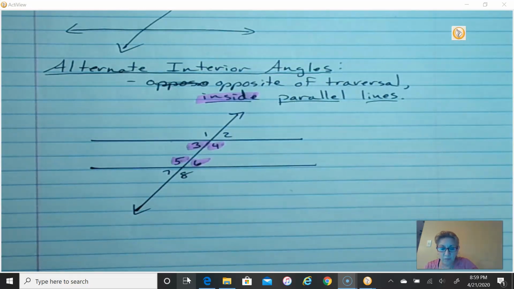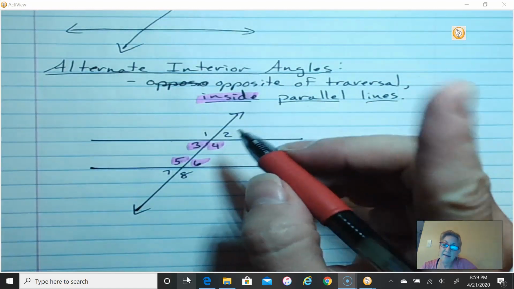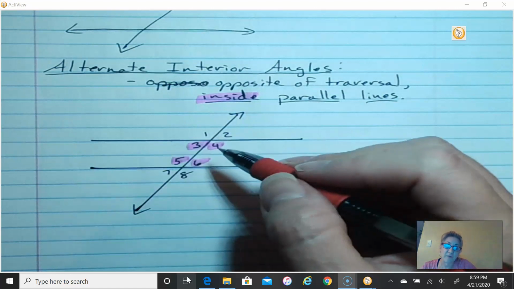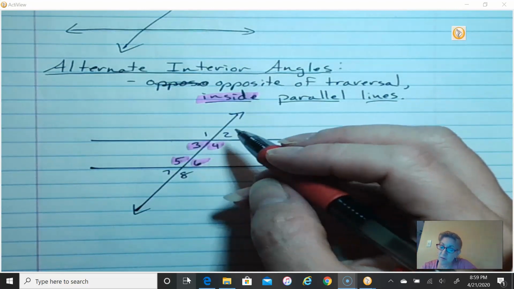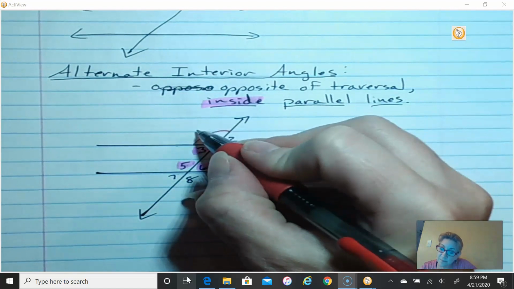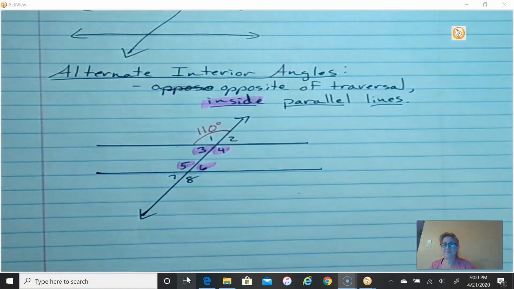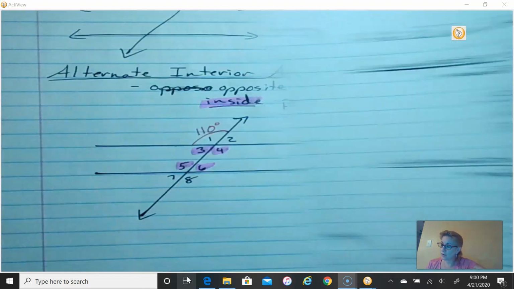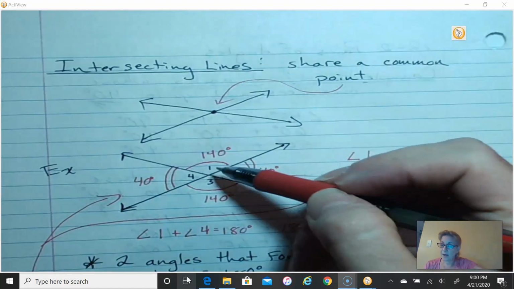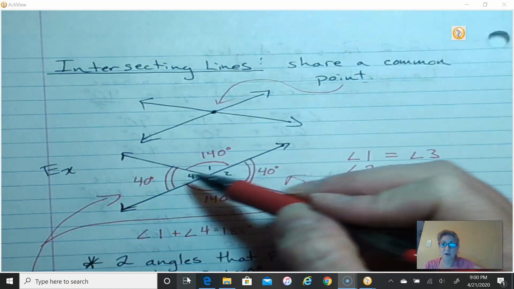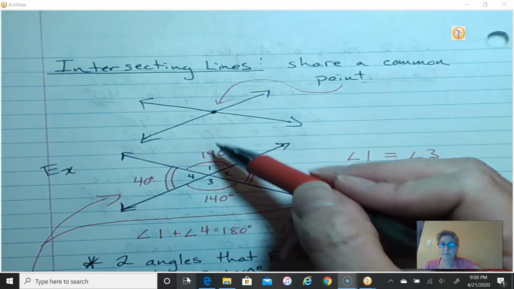Okay, now what I need you to know is the measurement. For example, if I give you angle 1 is 110 degrees, and that's all I gave you, and I said find the measurement of all the other angles without using a protractor, you should be able to do it by now. Let me show you. Remember back, right here, when I said that the angles that are opposite from each other are equal. They're the same, right?